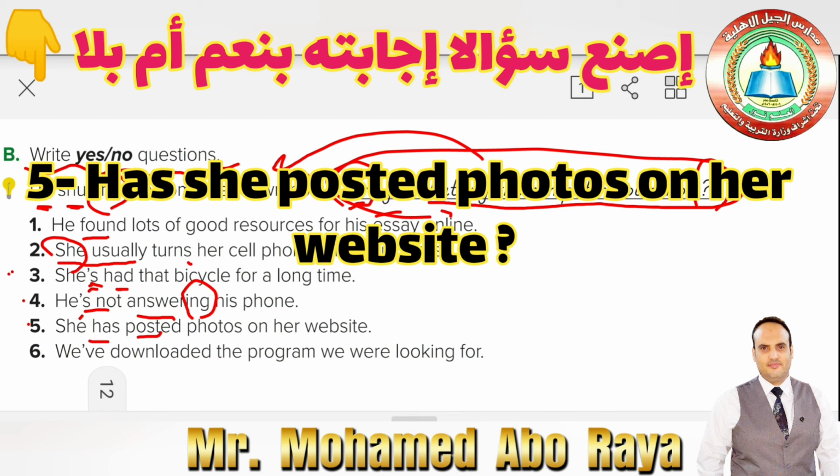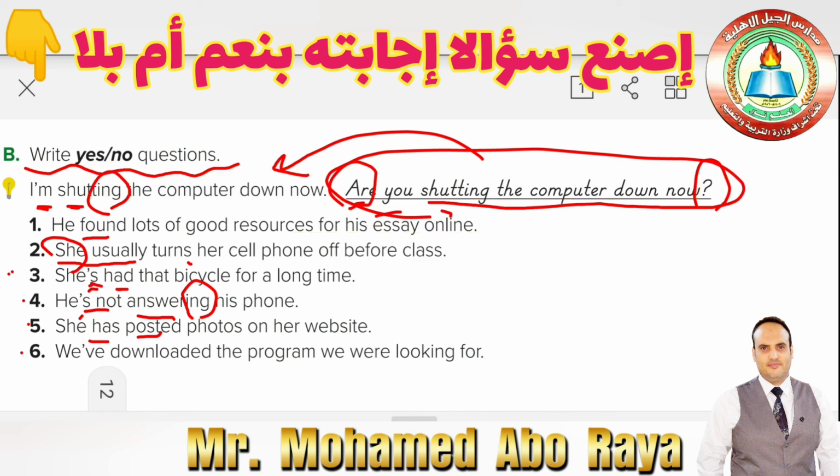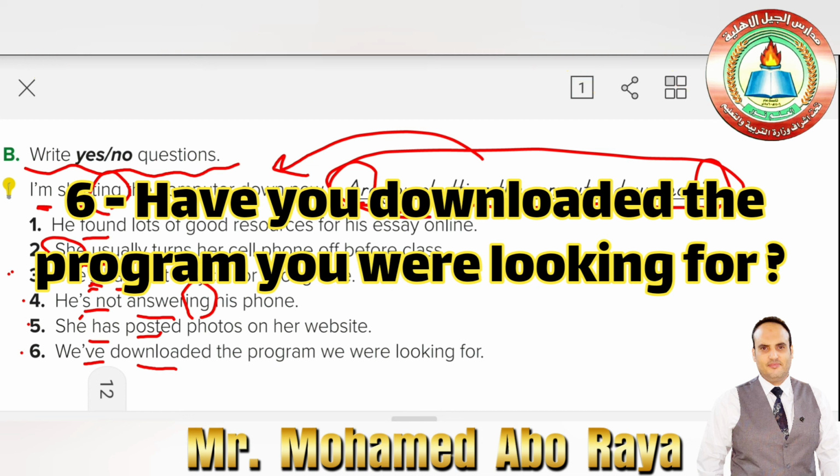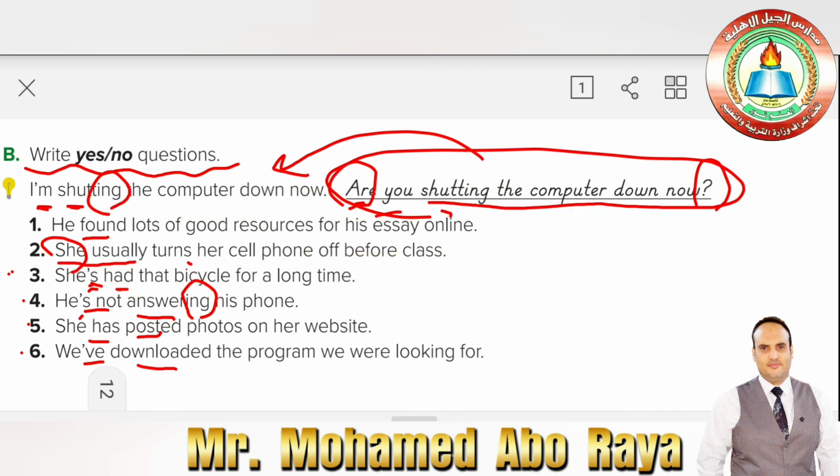And put a question mark. Number six, we have downloaded the program we were looking for. We have, followed by the past participle. This sentence is also present perfect. We begin the question in present perfect with have. Have you downloaded the program you were looking for? And end your question with a question mark.